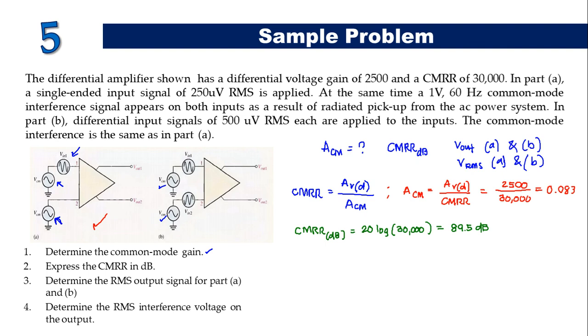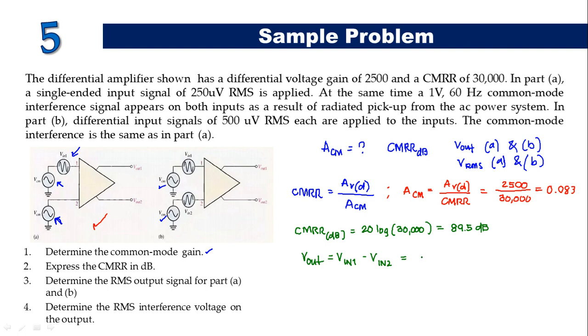Pinapahanap sa atin yung output. Paano natin kukunin yon? So, yung alam lang natin, the differential input voltage is the difference between the output voltage on input 1 and that on input 2. Since sa part A, yung input 2 natin is grounded, its voltage is 0. Therefore, yung ating output, V sub out is equal to V in 1 minus V in 2. Di ba?